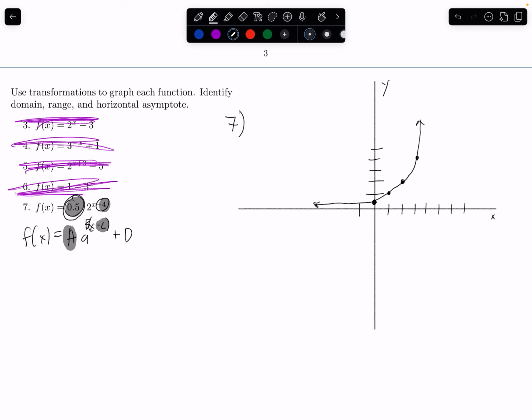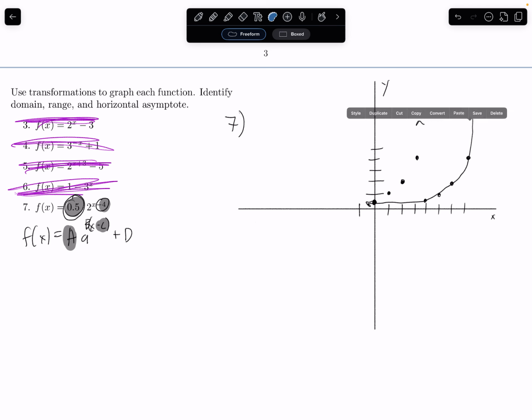Oh, let me do this. Let me redraw my points. I'm just going to grab this thing and, hopefully, I drew it accurately so that I can just shift it and match it up. There you go. Okay, so there's my new picture.